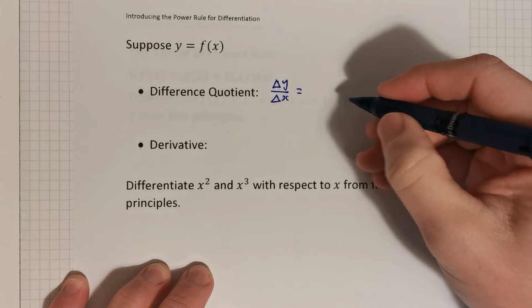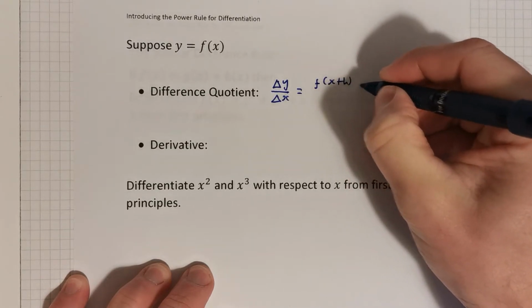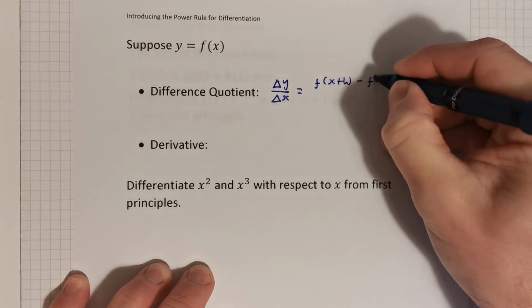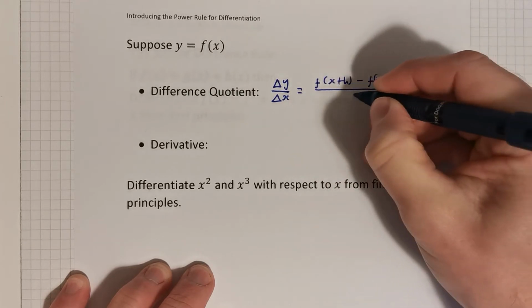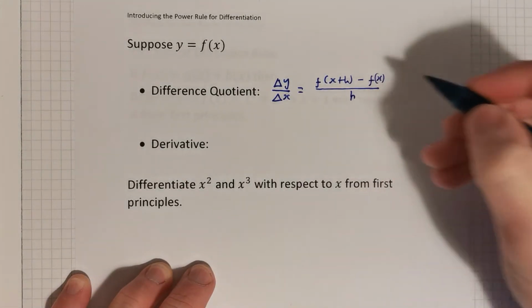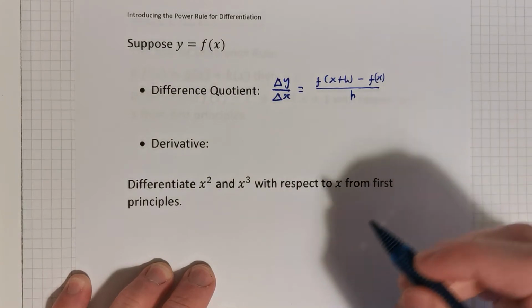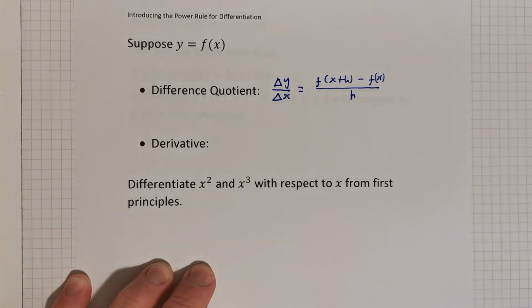The rise over the run. In function notation, that will be f of x plus h, subtract f of x, all over h. Okay, and we've gone through all the visuals for this and all the work on functions in previous lessons. So I'm just going to focus in on the notation and then differentiating a couple of things.